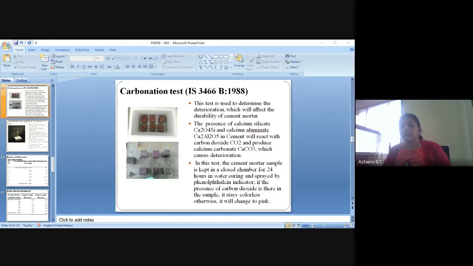In all the samples, there is a slight decrease or increase in the weight of the cement mortar cubes. But in 20%, there is an increase in the weight due to the carbon reaction.